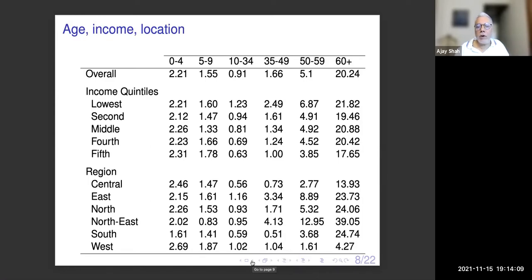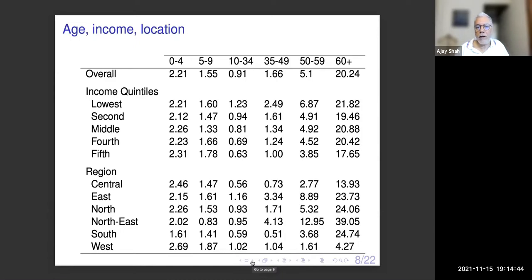In the age group 10 to 34, what you see is that the rich are reporting a self-reported ill health rate of 0.63%. And then it monotonically gets worse: 0.69, 0.81, 0.94, 1.23. So rich to poor, it gets worse monotonically in the age group 10 to 34. Let's take age 35 to 49: 1%, 1.2%, 1.3%, 1.6%, 2.49%. Again, it is monotonic. It is, however, not monotonic for the very young and the very old.